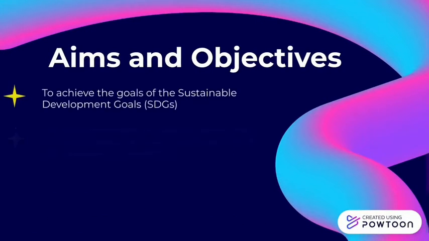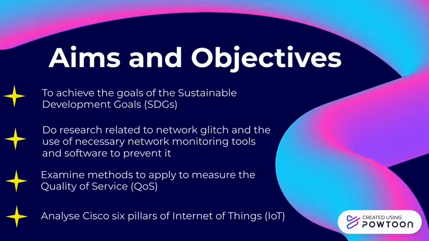So for our aims and objectives, first, to achieve the goals of the Sustainable Development Goals (SDGs), do research related to network glitches and the use of necessary network monitoring tools and software to prevent them. Third, examine methods to apply to measure the quality of service (QoS). And the last one is to analyze the Cisco 6 pillars of the Internet of Things (IoT).